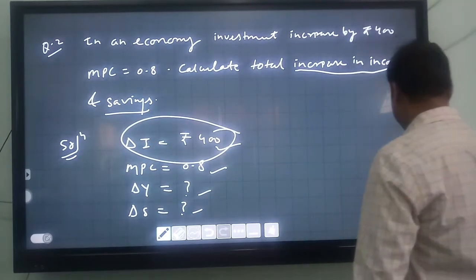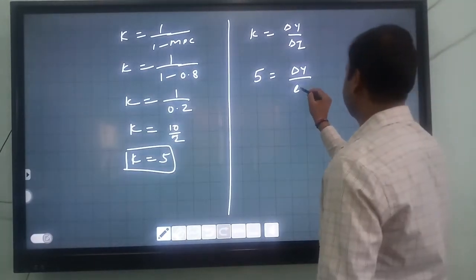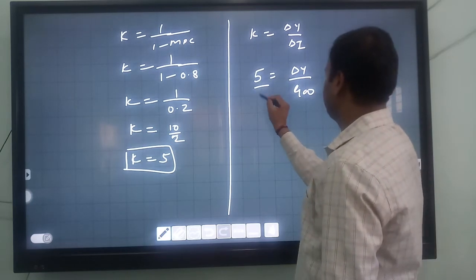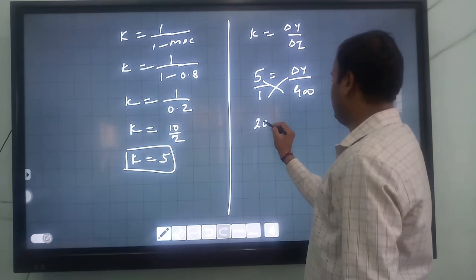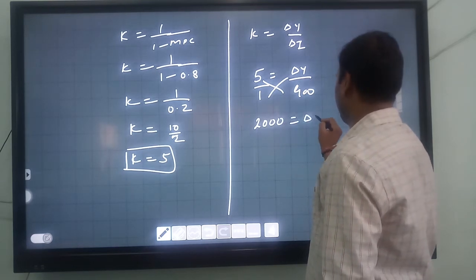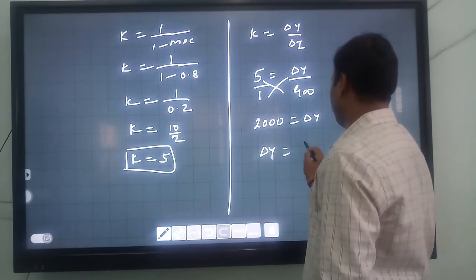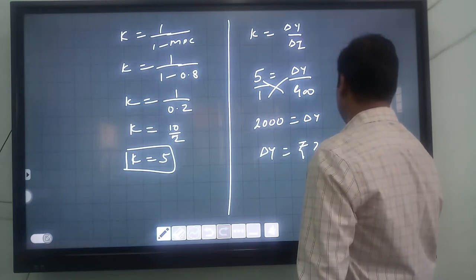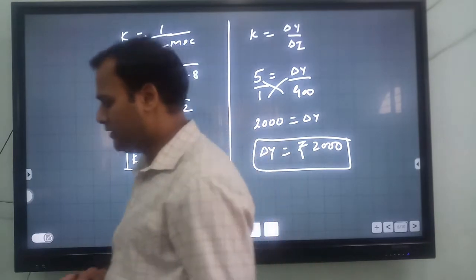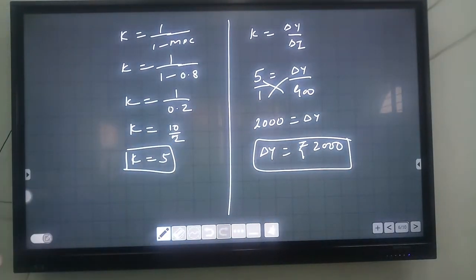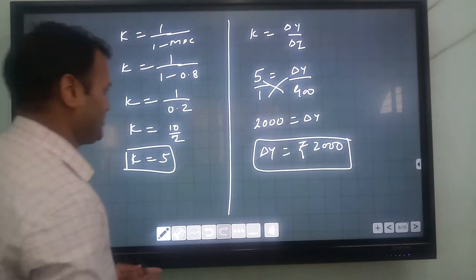400. Okay. We'll do the cross multiply. 2000 is equal to delta Y, so delta Y is equal to rupees 2000. Okay. Now what will we calculate? We have to calculate the value of delta S.